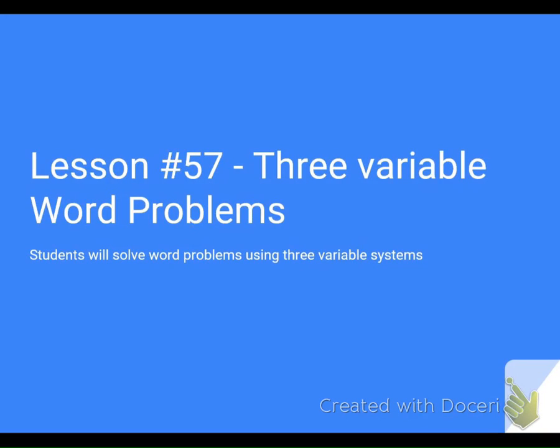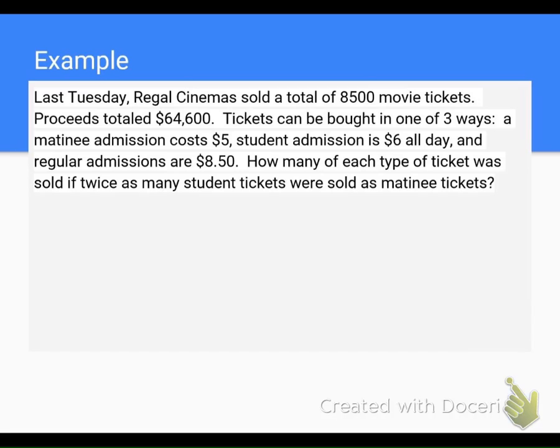Okay, today's lesson is lesson number 57. We're going to be solving 3 variable word problems. These are going to be systems of 3 equations, very similar to the word problems we did last week with 2 variables and 2 equations, except now we're going to use the 3 variable systems that we have been working with for the past couple of days. Alright, so here's our first example.